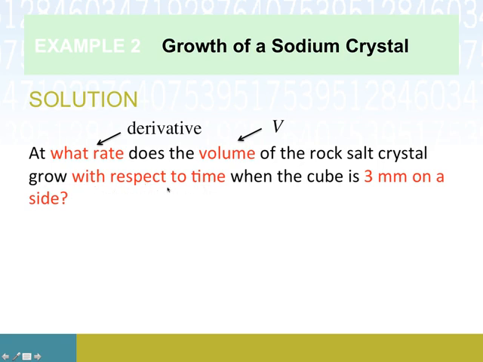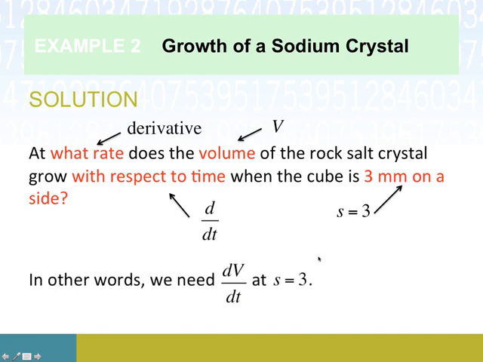So this is maybe a new phrase that we're mostly seeing since we hit chain rule because it helps us identify what is the input variable of interest. So with respect to time means that yes, we're taking a derivative, but t is the variable of interest for input. And then finally, we want this derivative when the cube is 3 millimeters on a side. We haven't yet picked a variable for side length. Maybe s is the most obvious choice for that. So this is saying that we want the derivative of volume with respect to time when s is 3.